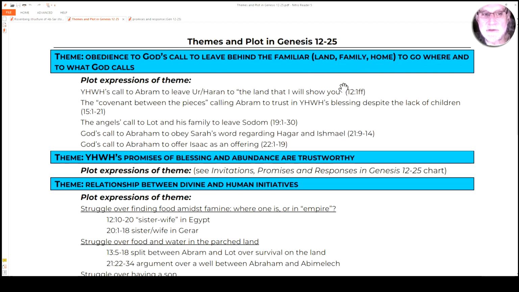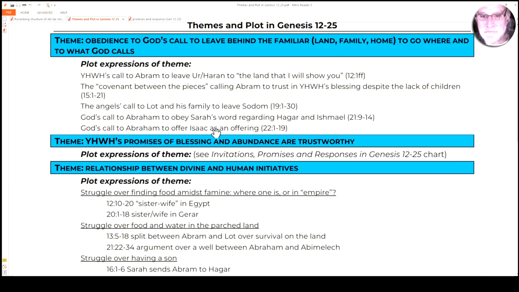And of course, that's the very first call right at the beginning of the story. But we'll see several other examples of that as we go, including Lot's call to leave Sodom, which he does not do in parallel to Abram's call to leave Ur. And that will be a character comparison we'll get to in detail at the time. Another one, Yahweh's promises of blessing and abundance are trustworthy, and I have a whole other chart that we'll look at in a moment for that.